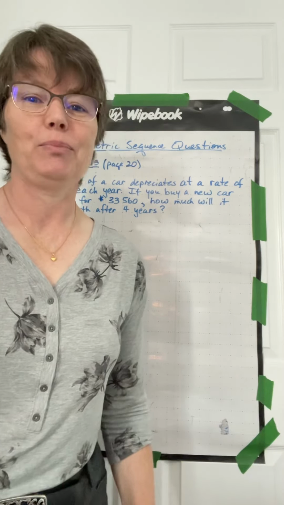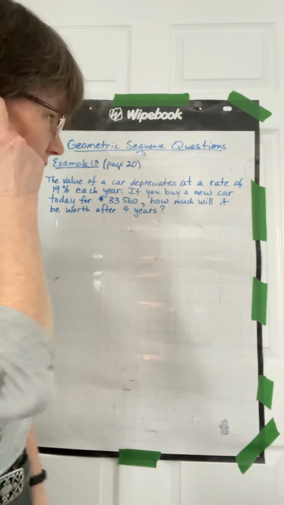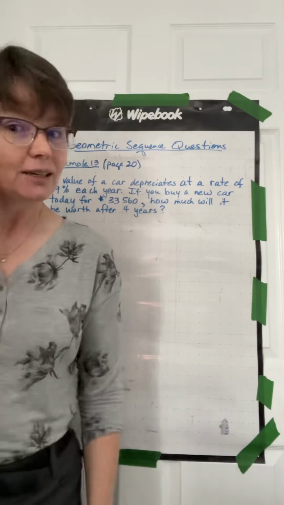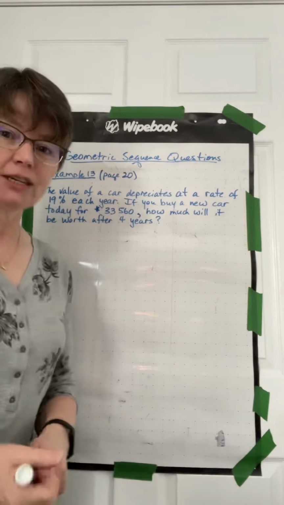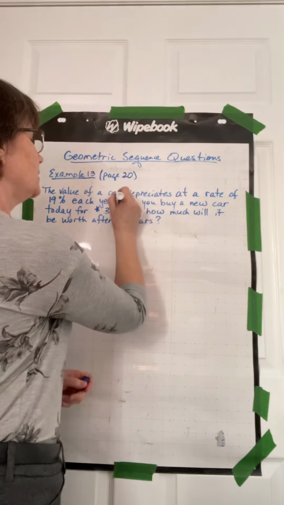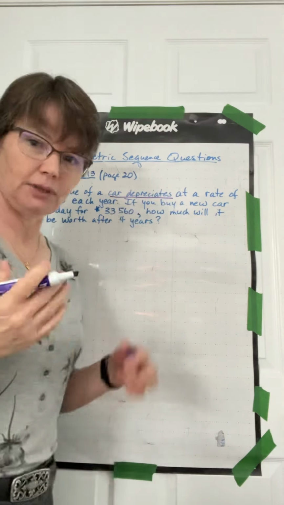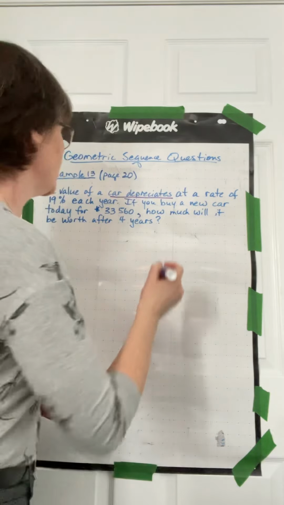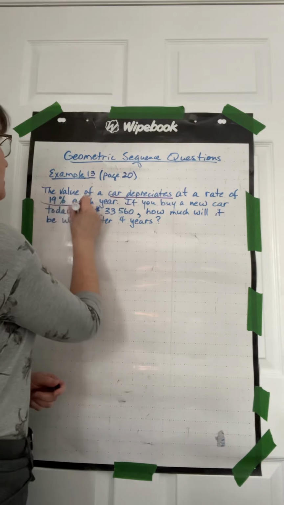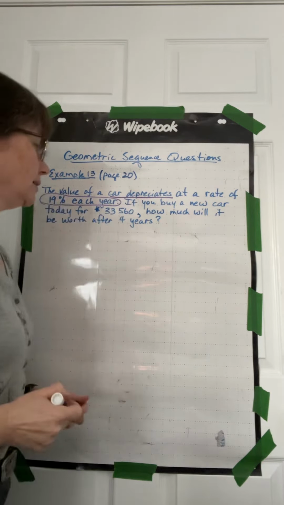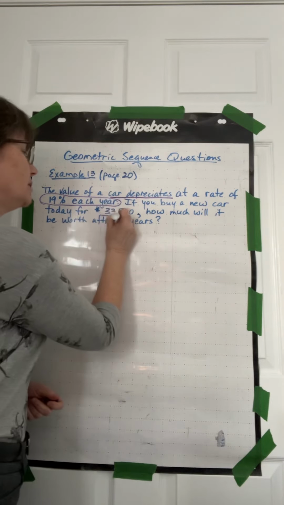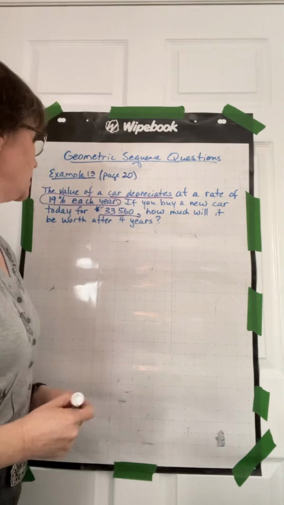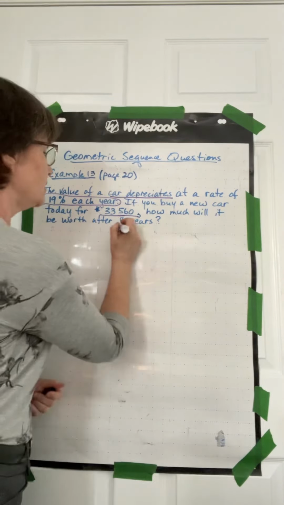Hello, we're looking at example 13 on page 20. This is a geometric sequence question again. The value of a car depreciates, so that means it loses value at a rate of 19% each year. Okay, that's going to be important. If you buy a new car today for this amount, how much will it be worth after 4 years?